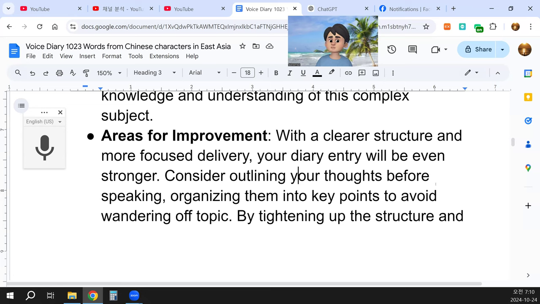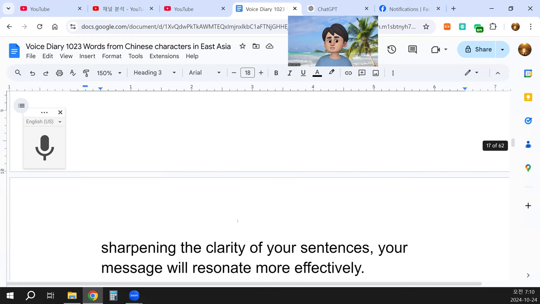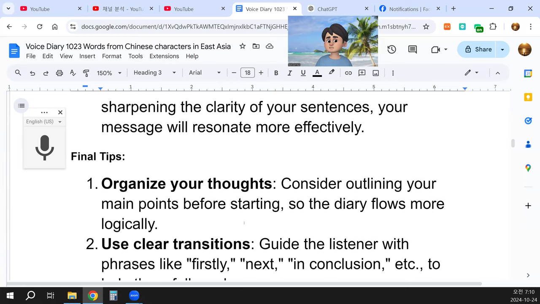Consider outlining your thoughts before speaking, organizing them into key points to avoid wandering off topic. By tightening up the structure and sharpening the clarity of your sentences, your message will resonate more effectively.